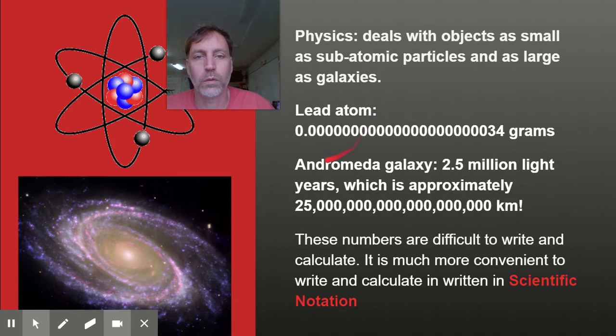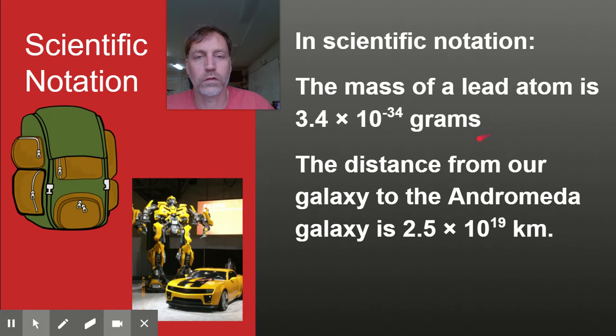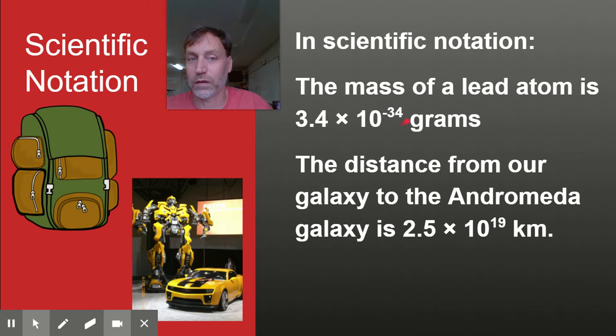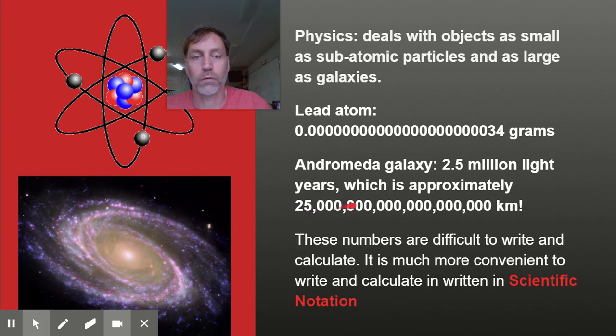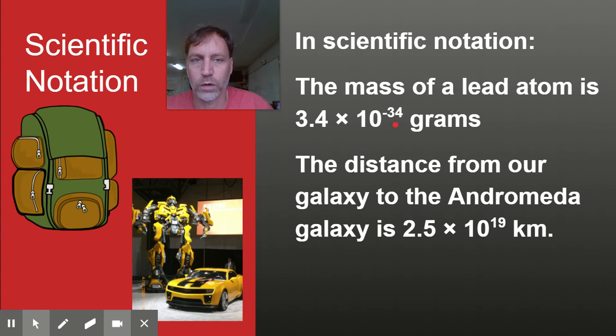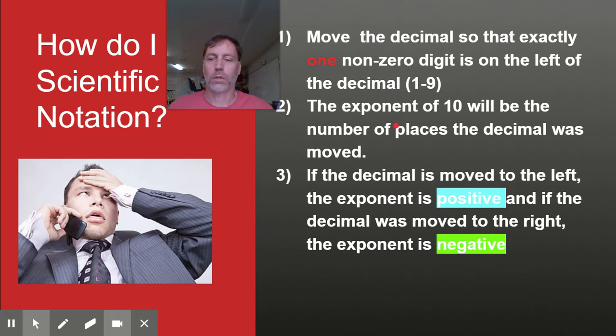So in that last example, this lead atom with all these zeros will be expressed as 3.4 times 10 to the negative 34. What that's saying is that it's 3.4 with all of these zeros in front of it. The negative says it's a very small number. The distance of Andromeda, that really large number, 25 with all those zeros behind it, would be 2.5 times 10 to the 19th kilometers. So when it has a positive exponent, it's a very large number. And when you have a negative exponent, it's a very small number. I'm going to show you how that works in a moment.